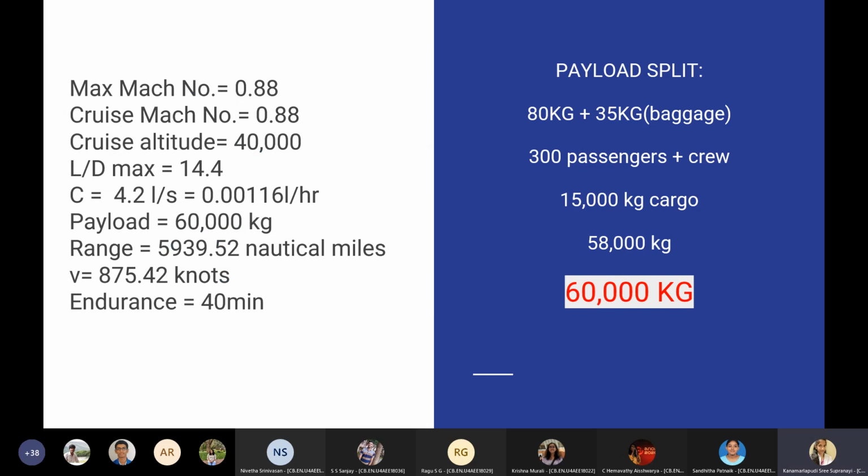These are our parameters. Our maximum Mach number is 0.88, cruise altitude is 40,000 kilometers, and L/D max is 14.4. These values we took from the book mentioned, and we allotted 40 minutes for the endurance. This is how we split the payload. We took 300 passengers and assumed 80 kgs average weight plus 35 kgs baggage weight for each person, plus crew, and 15,000 kgs cargo for the revenue. Overall, we got the payload to be 58,000 and we assumed it to be approximately 60,000.